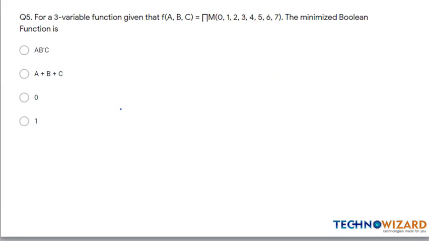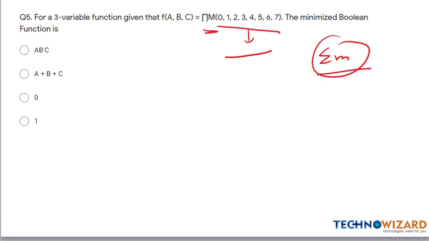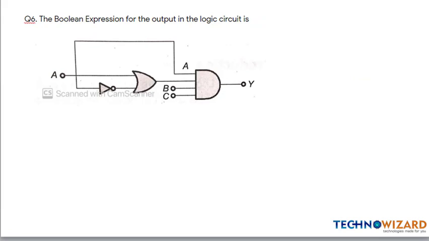Question number 5. For a 3 variable function given that pi m are the maximum terms 0, 1, 2, 3, 4, 5, 6, 7, here all the terms are covered already. And we have to find summation of m, that is min terms. Min terms will be 0. Option C is the correct answer.